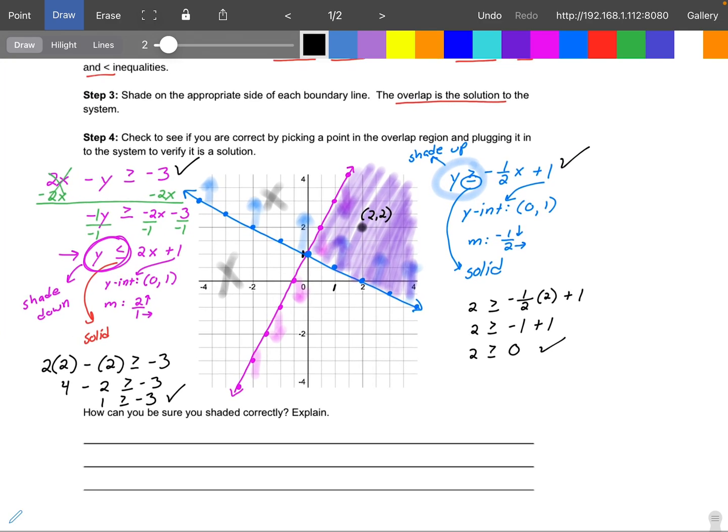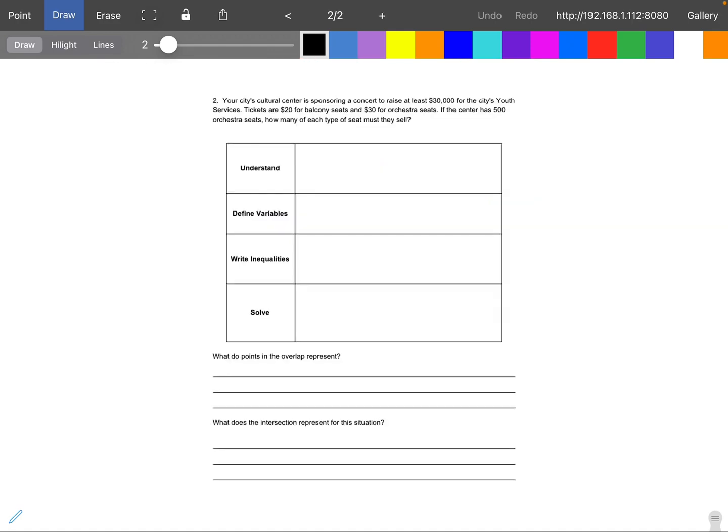So how can you be sure you shaded correctly? Well, what we just did. You're going to pick a point in your shaded area, and you're going to plug it into both original inequalities and make sure that it works. So that's what you want to write down here. All right, so pause it, get that written down, re-listen if you need to, and then we're going to move on to our next problem.